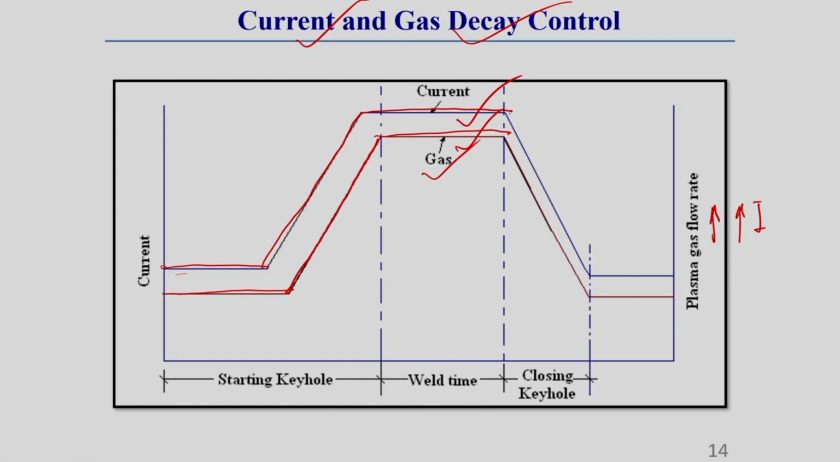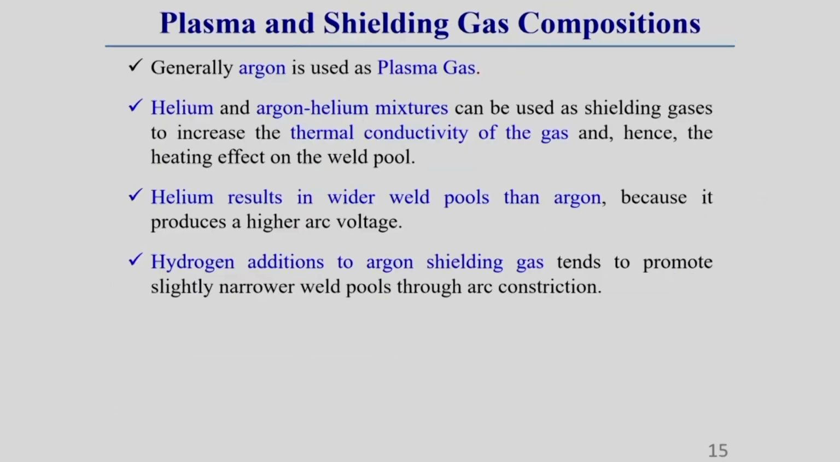But at the closing time, suddenly you have to drop this high current to a very low current. What I am telling, understand? So at that time your flow rate control should also slope with that current curve. Once it is not properly controlled, then there is a chance of formation of oxides and defects. Okay, that is why this current and gas decay control is a very important part in case of plasma arc welding process. Just keep this in mind.